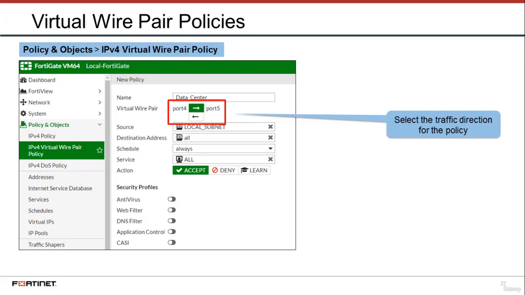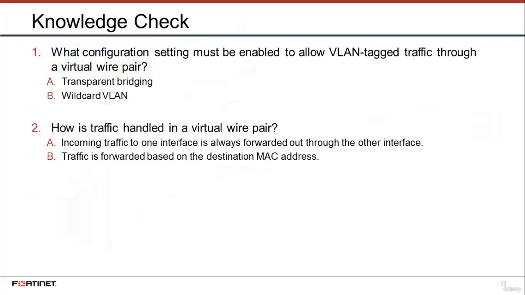What configuration setting must be enabled to allow VLAN tag traffic through a virtual wire pair? Wildcard VLAN. How is traffic handled in a virtual wire pair? Incoming traffic to one interface is always forwarded out through the other interface.